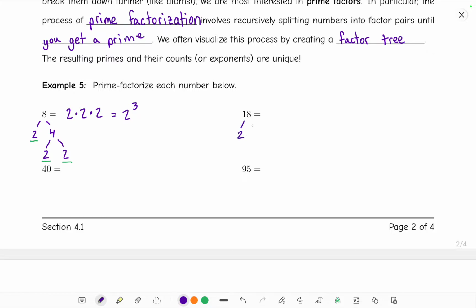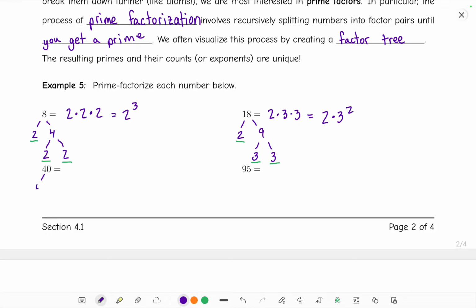18, well, that's 2 and 9. 2 is a prime number, but 9 is 3 and 3. And 3s are prime as well. So we get 18 is 2 times 3 times 3, or 2 times 3 squared.